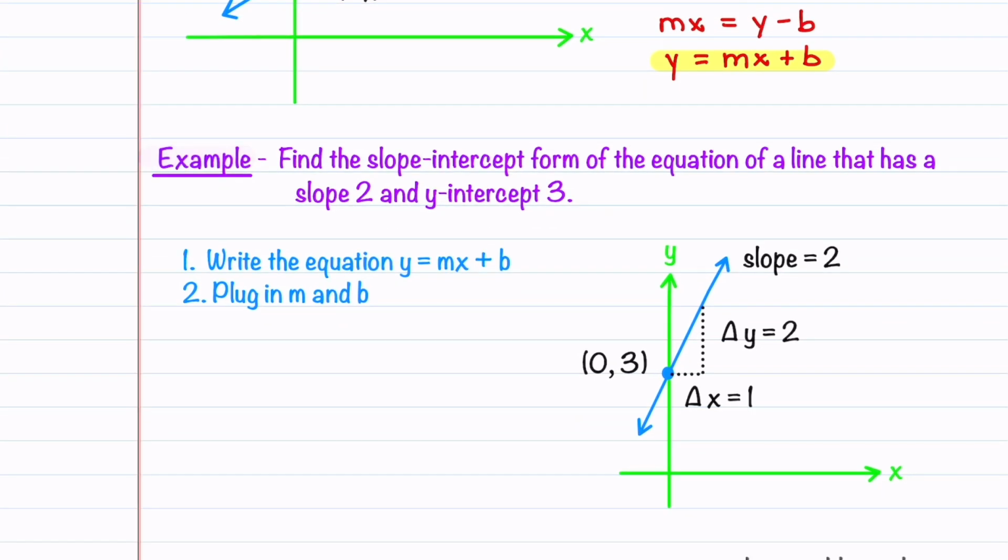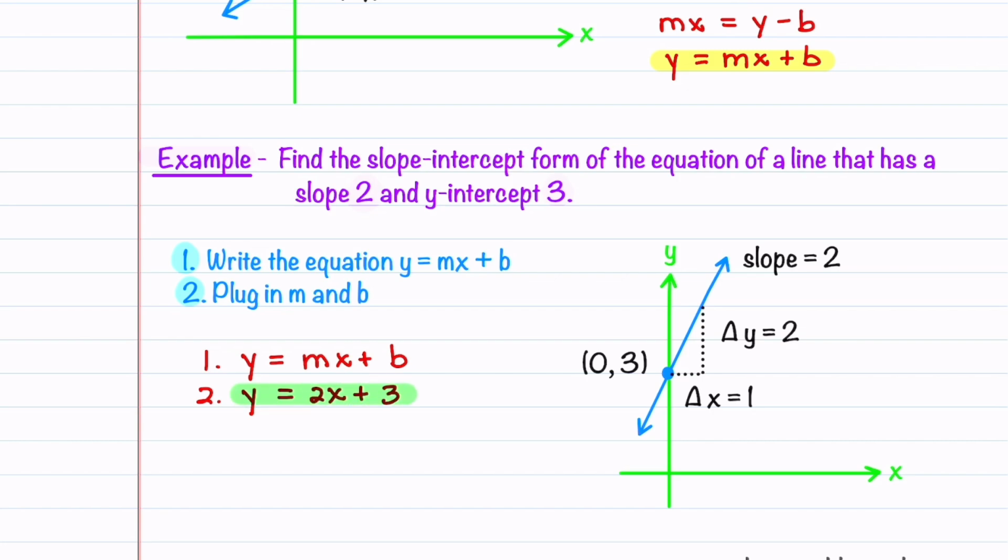Let's now look at an example. We want to find the slope-intercept form of the equation of a line that has a slope 2 and a y-intercept 3. I've written down the two steps that we need to complete. We first need to write the equation and then plug in m and b. Let's go ahead and do that. We have y = mx + b, and then we'll plug in values for m and b. This gives us y = m, which is our slope of 2, plus b, which is equal to 3.